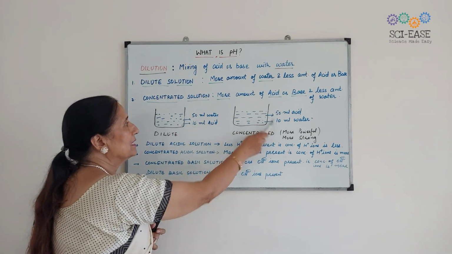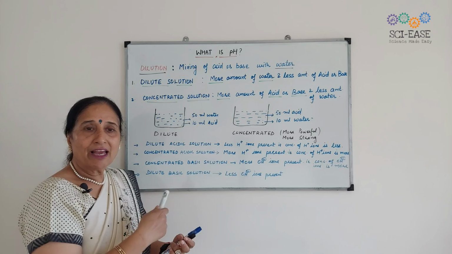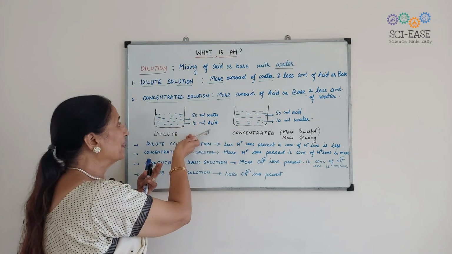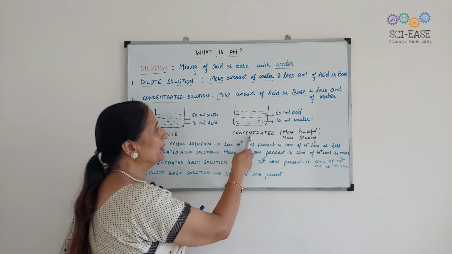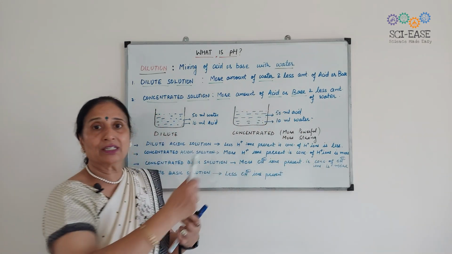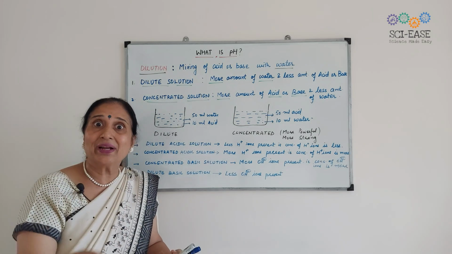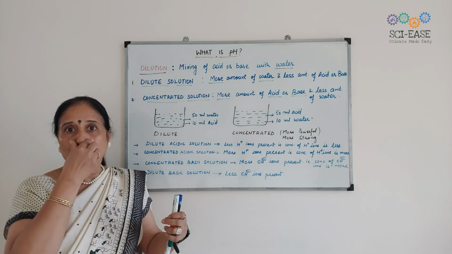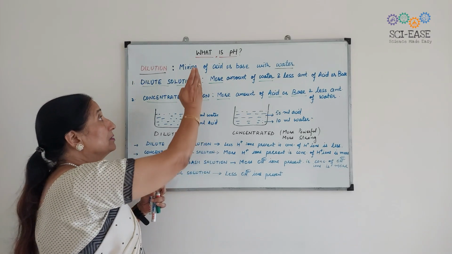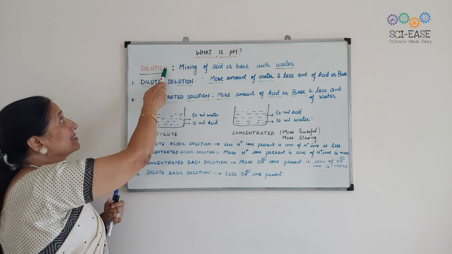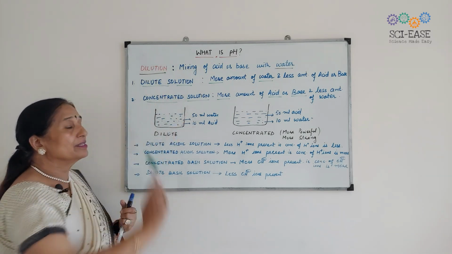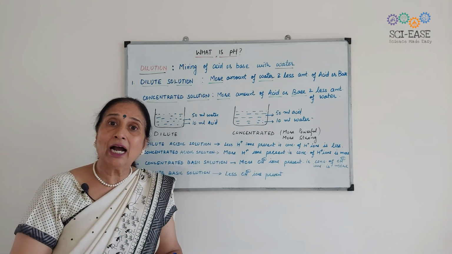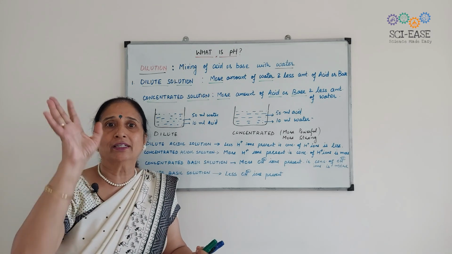Here I am taking acid. Instead of acid, you can take base. If you are taking base, then this solution will be the dilute basic solution. This will be dilute concentrated solution. So what is concentrated means? Concentrated means powerful, strong. Okay? So these three terms, that is dilution, dilute solution and concentrated solution, that must be clear to all of you. Now I will tell you about four terms.